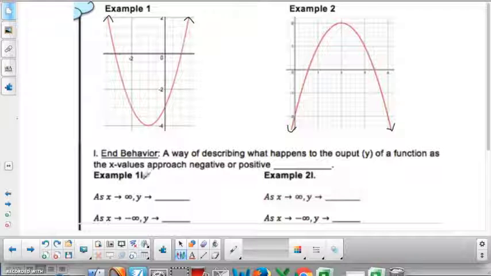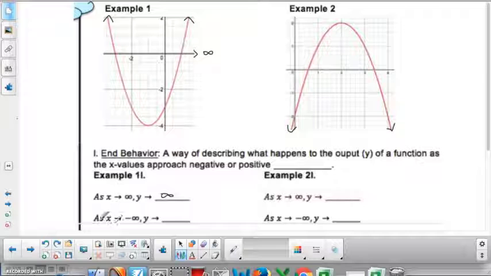So basically what that means is your x-axis is right here and your positive values are to the right. So as that number gets bigger and bigger and bigger, we say that it's approaching positive infinity. And what we want to know here is as x gets closer to infinity, so as x gets bigger and bigger, what is my y value doing? Well, for this, as x gets bigger, that y is pointing up, up, up, which means as x approaches infinity, y is also approaching infinity.